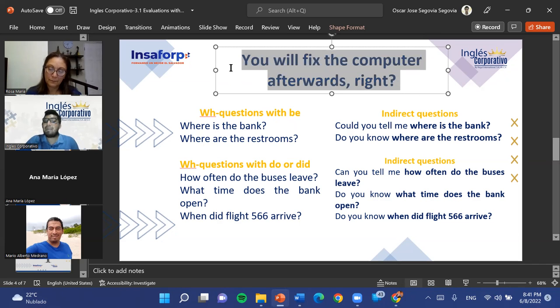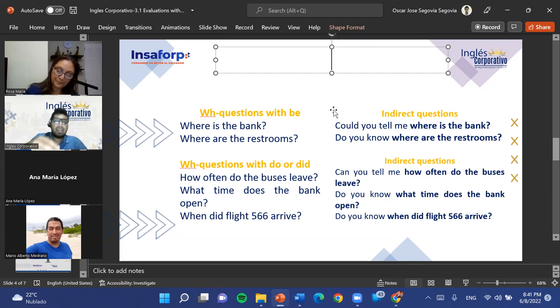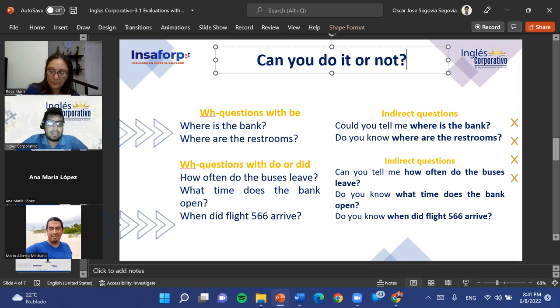Hay una que es un poco más literal y que es literalmente lo que Mario acaba de mencionar. Y es el preguntar si alguien puede o no hacer algo. Pero este es cuando ya estamos molestos, ¿sí? Y es en el caso de can. Can you do it? Can you do it or not?